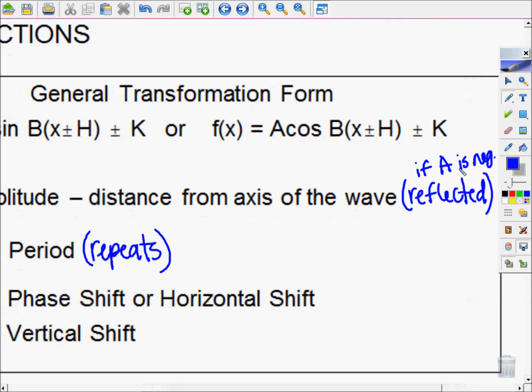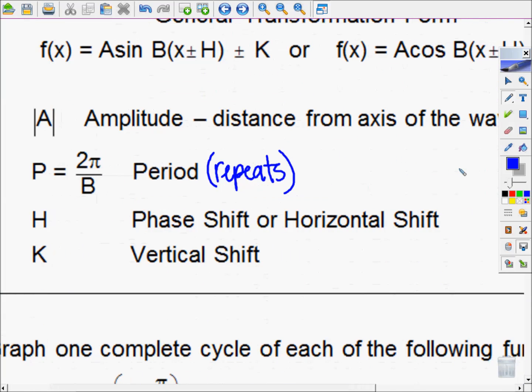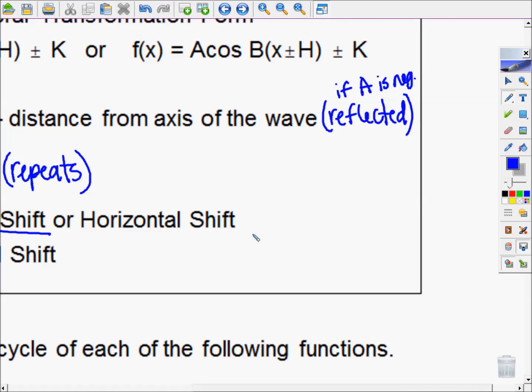Okay? Next, he talked about the horizontal shift, aka your phase shift. That's why he kept writing PS, because it's called a phase shift. No, it's called a phase shift because it's broken into your periods. You're taking your period and you're shifting it. All right? Your phase shift is your horizontal shift. You're going left and right.